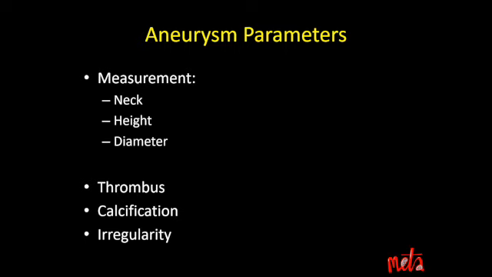The aneurysm parameters we'll be asking you to record include aneurysm measurements, namely its neck, height, and diameter, and we'll go through these in the subsequent slides. And we'll also be asking you to record whether the aneurysm is thrombosed, calcified, or has an irregular appearance.